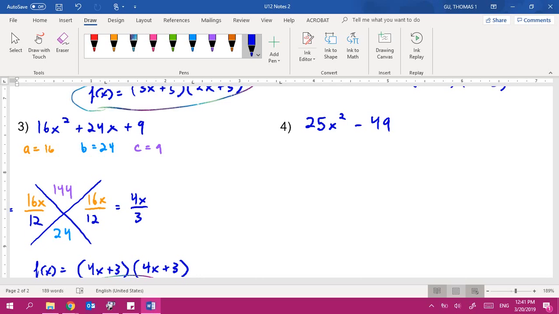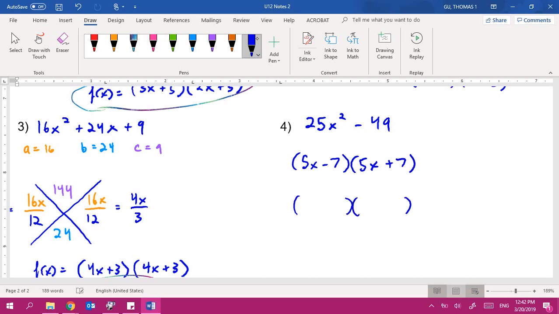When there's no b, you should be looking out for a special case that we did earlier today, which is, do you remember? You think you know the answer? What do you think the answer is? 5x minus 7, 5x plus 7. Whoa, how'd you get that? That is the answer. Wow. Because 5 times 5 is 25 and 7 times 7 is 49.